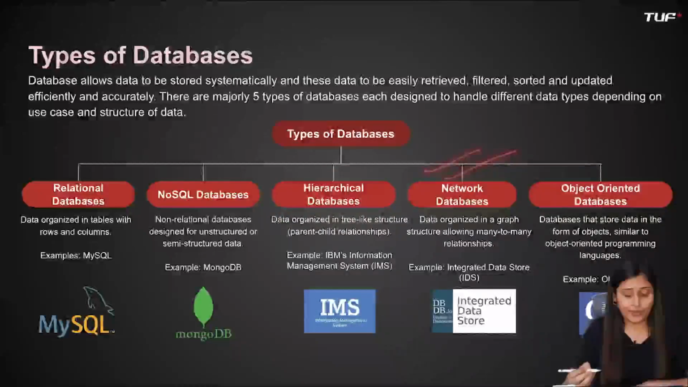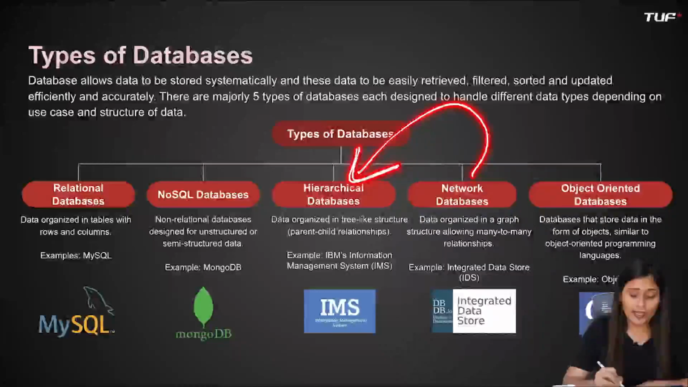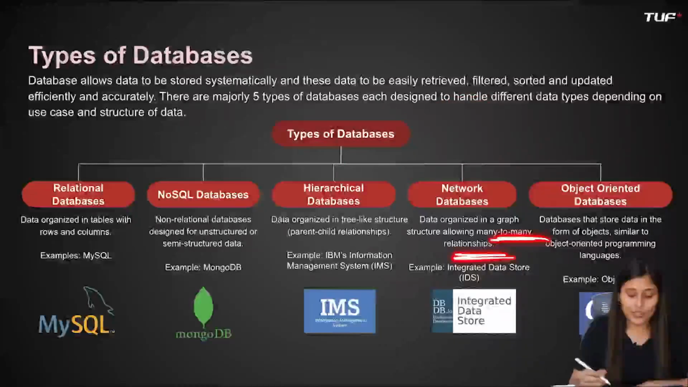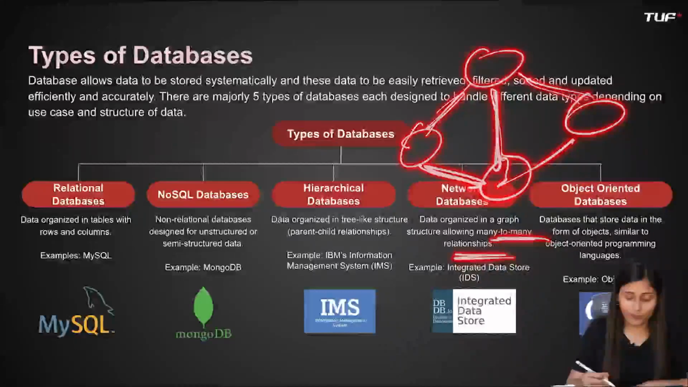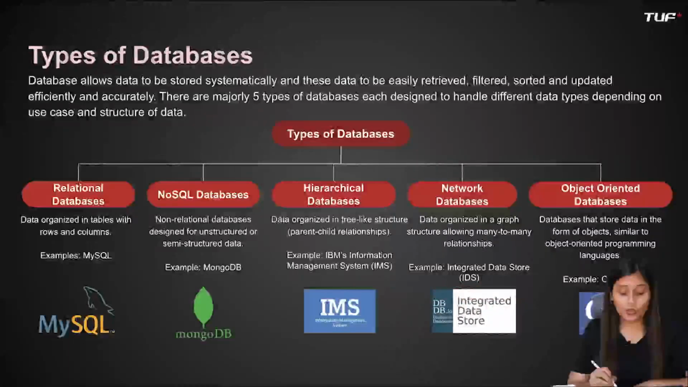Next is network database. It is similar to hierarchical, but instead of one to many mapping, we go for many to many relationship, and it looks like a graph, right? So here it can have many to many relationships. IDS, which is Integrated Data Store, is the example of network database.